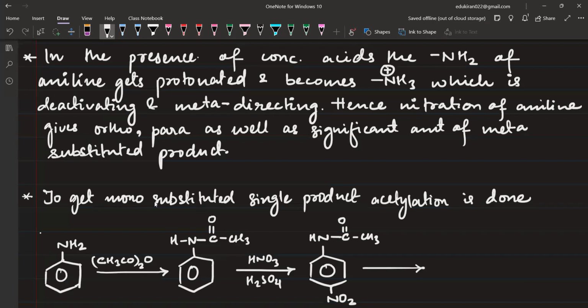After this, you just add water in the presence of acid or a base. You will get aniline, NH2, and here you will have NO2. So this is how you are going to produce a para substituted nitro group, nitroaniline.